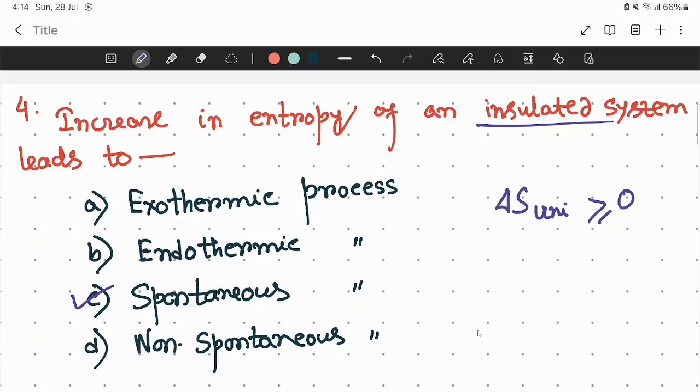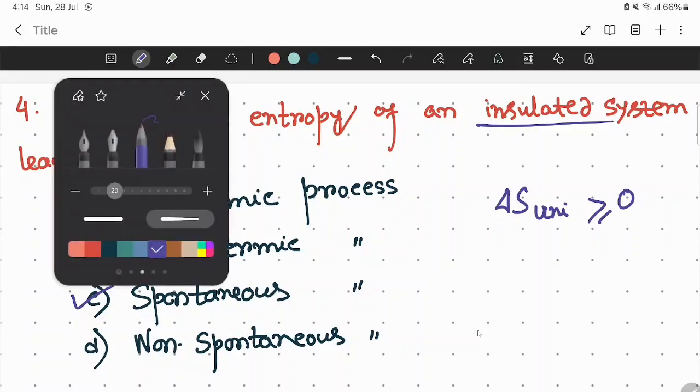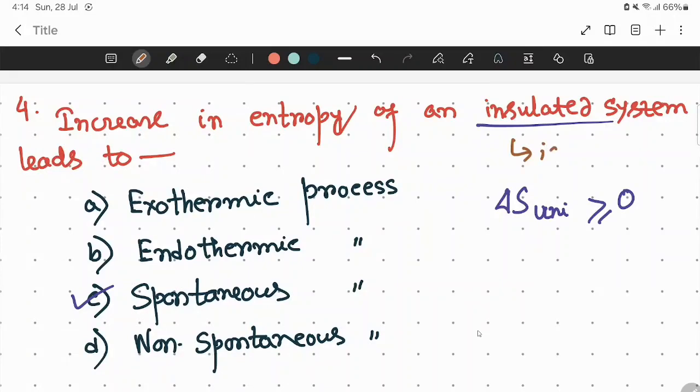Insulated system. Here the insulated term actually means isolated. That means the system is not interacting with the surroundings. So the overall universe can be thought of as a system which is not interacting with others, because there is nothing beyond the universe. So the universe can be considered an isolated system. From that perspective, this is the del S universe, so it will be a spontaneous process.